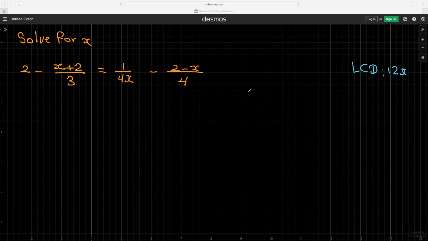Once you know what the lowest common denominator is, just multiply everything in here by the lowest common denominator. So you're multiplying everything by 12x. Basically you're going to have a 12x multiplied to this, 12x multiplied to this, 12x multiplied to this, and 12x multiplied to this. Now in the first one, 12x times 2, you're just going to get 24x.